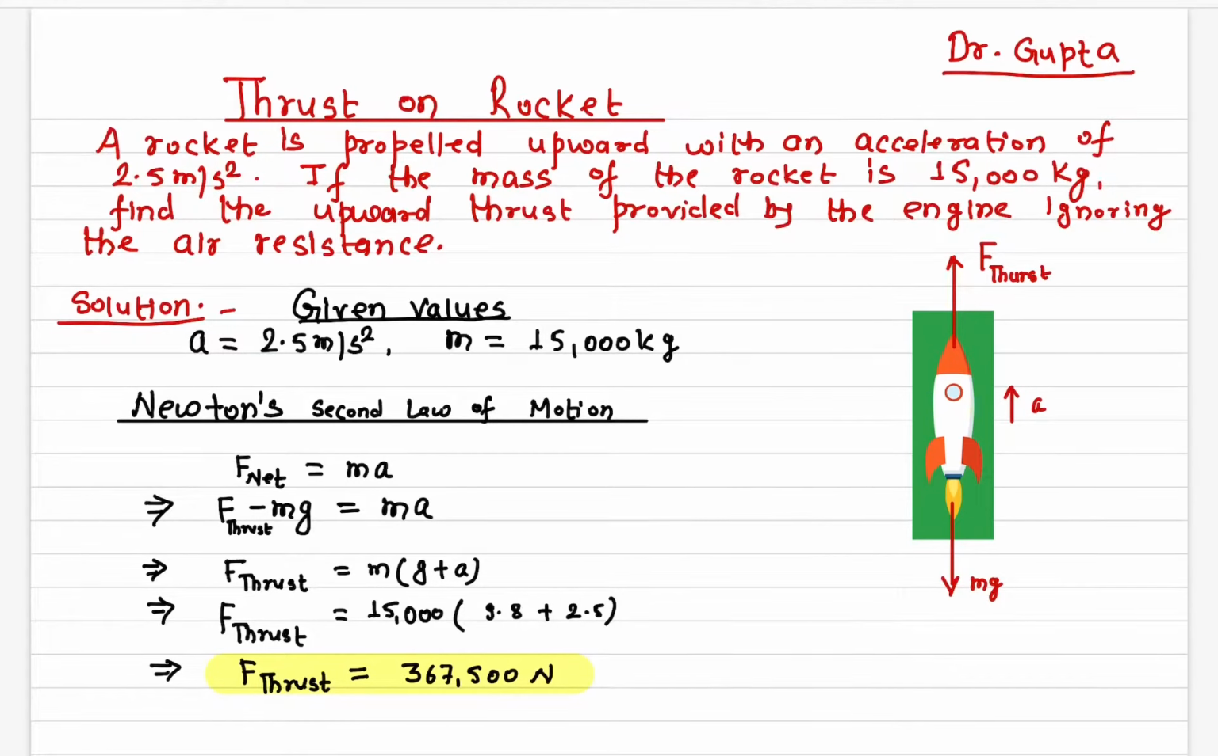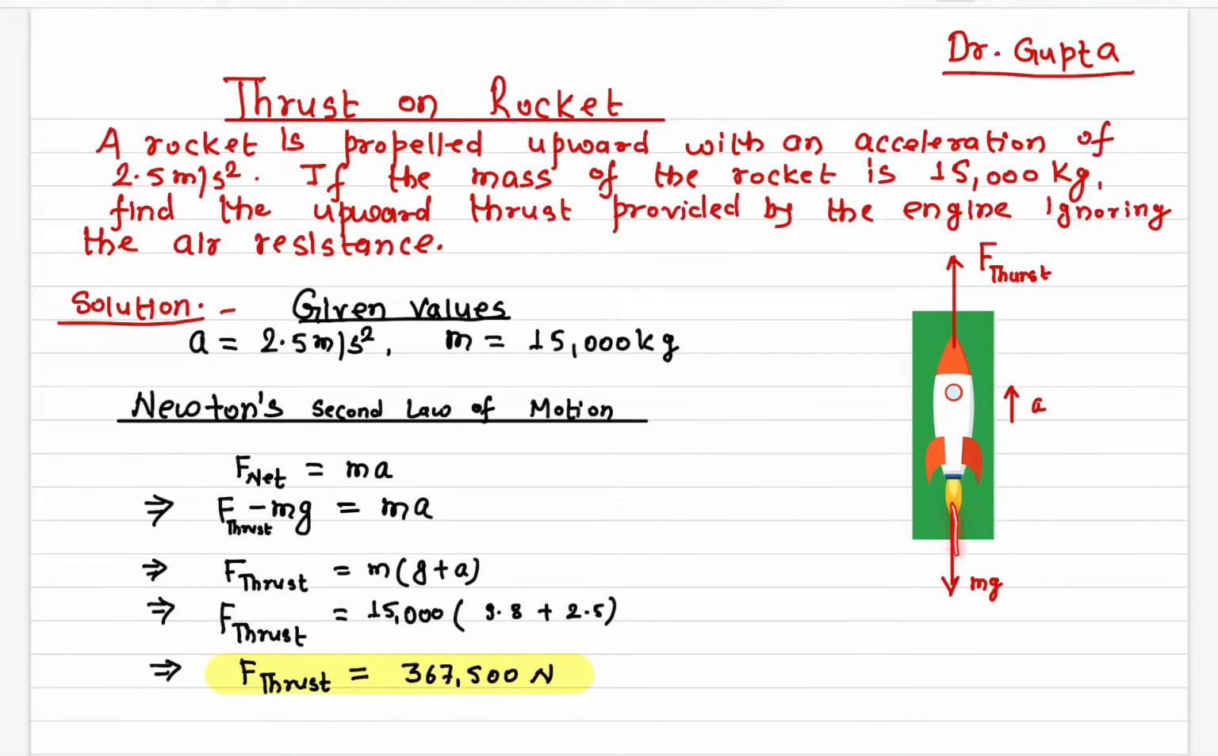In this video, I'll talk about how much force, or the thrust, is required to propel a rocket upward. So we are given a rocket here. The mass of the rocket is given, which is 15,000 kilograms. That's the mass of the rocket. And we are propelling the rocket with an acceleration which is 2.5 meters per second squared. And now we need to find out how much force is required.